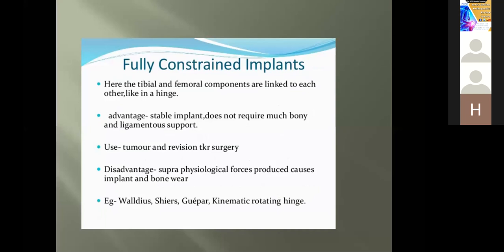In fully constrained implants, the tibial and femoral components are linked to each other in a hinge, whether a rotating hinge or a fixed hinge. Advantage: stable implants that do not require much bony and ligamentous support. Tumor revision case prostheses can be used in revision cases. Disadvantage: supraphysiological forces produced cause implant and bone wear, especially at the implant-cement and cement-bone interfaces.